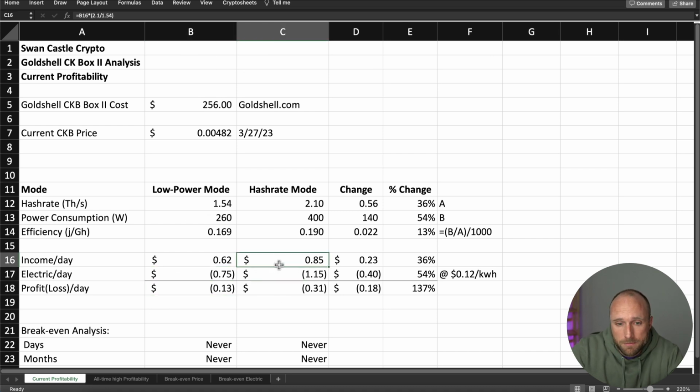And then on the full hash rate mode, you're generating more income per day, but you're also generating a higher electric output. So your loss per day increased to 31 cents per day on the full hash rate mode.